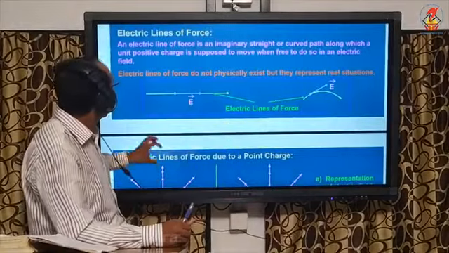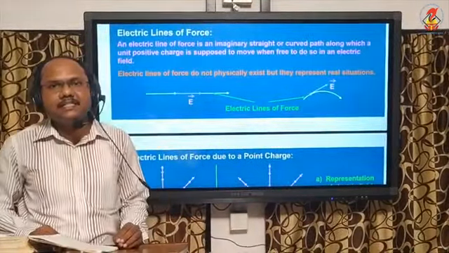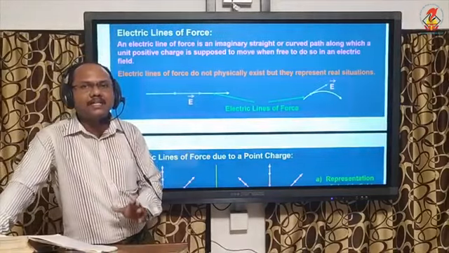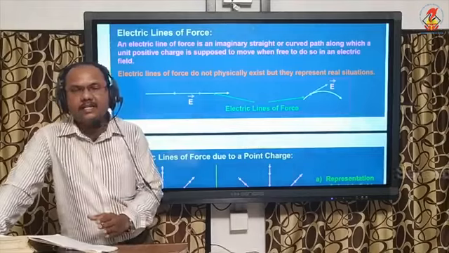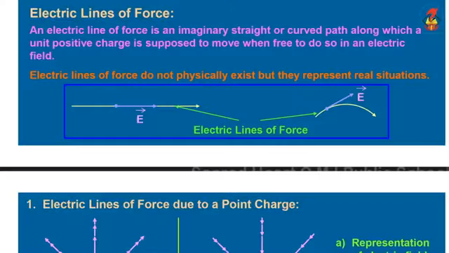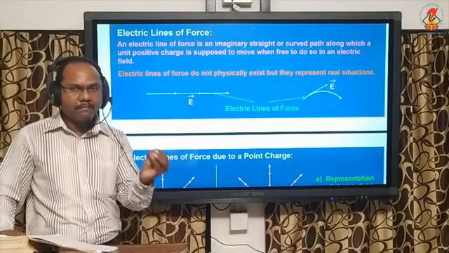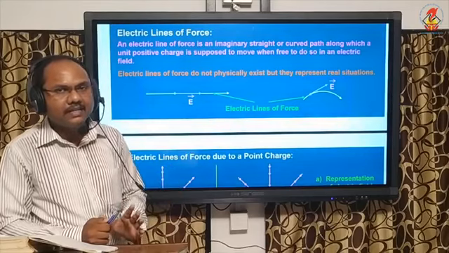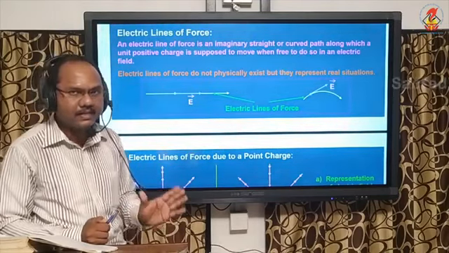Now, to represent the electric field, I have drawn certain lines, and those lines are called electric field lines. In today's class, we are going to discuss what electric field lines are. Electric lines of force or electric field line is an imaginary straight or curved path along which a unit positive charge is supposed to move when free to do so in an external field. Which means, if I place a positive charge, how that positive charge moves in an external field will be the direction of the electric field lines.